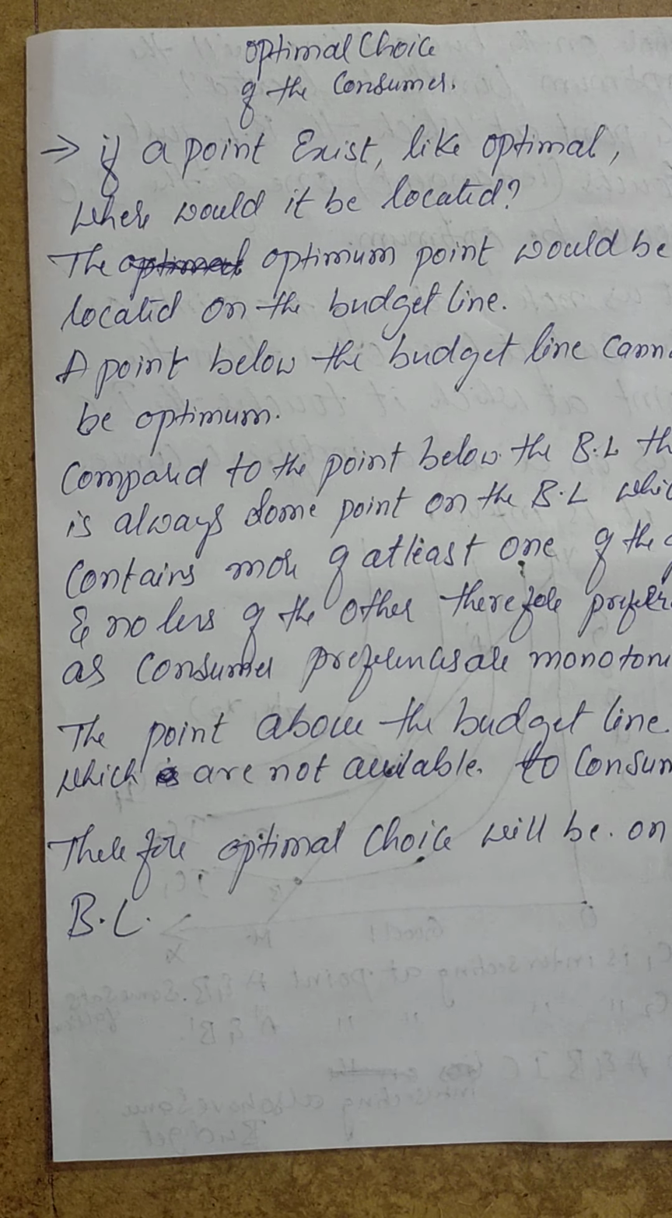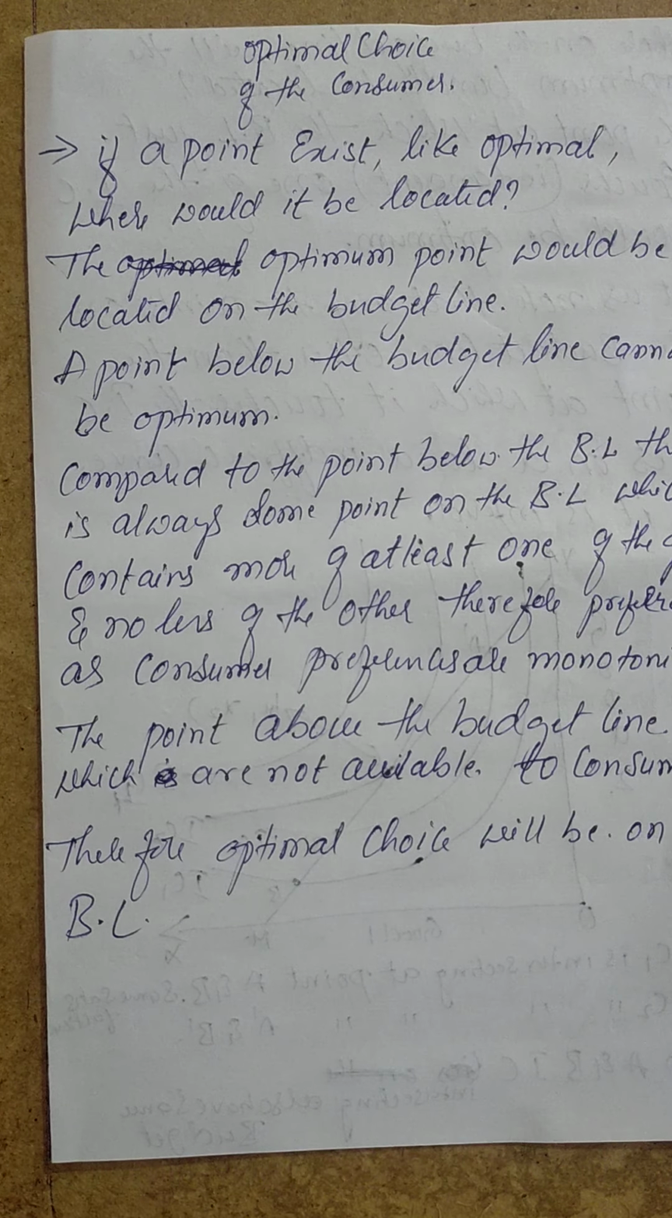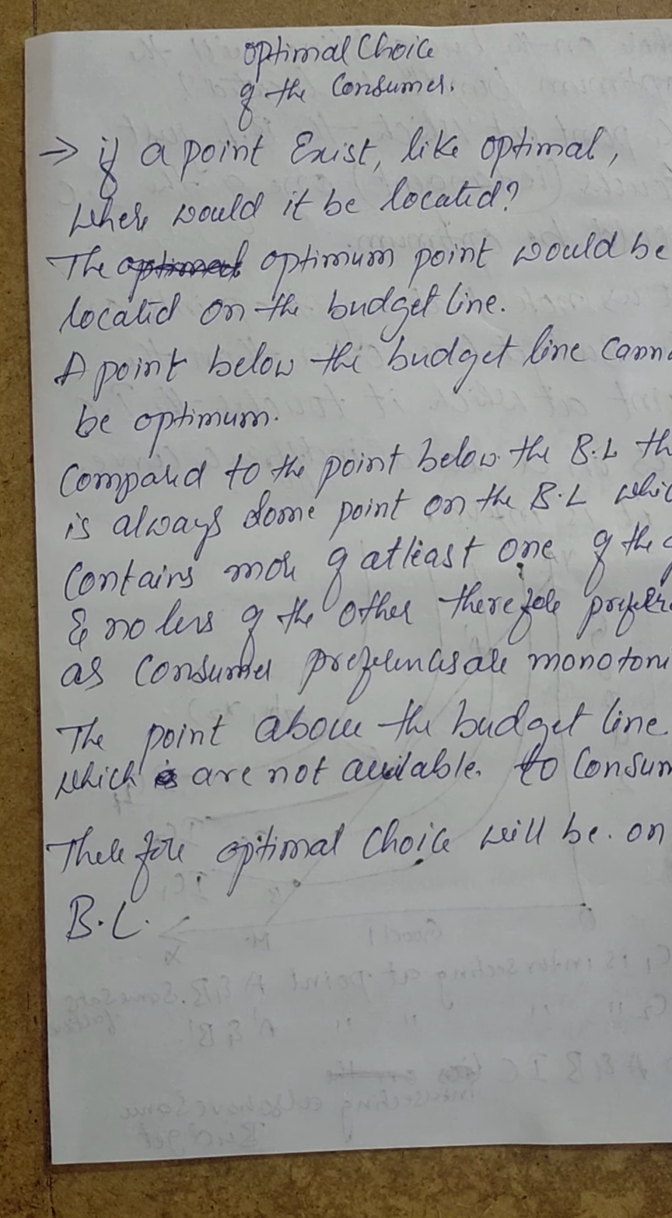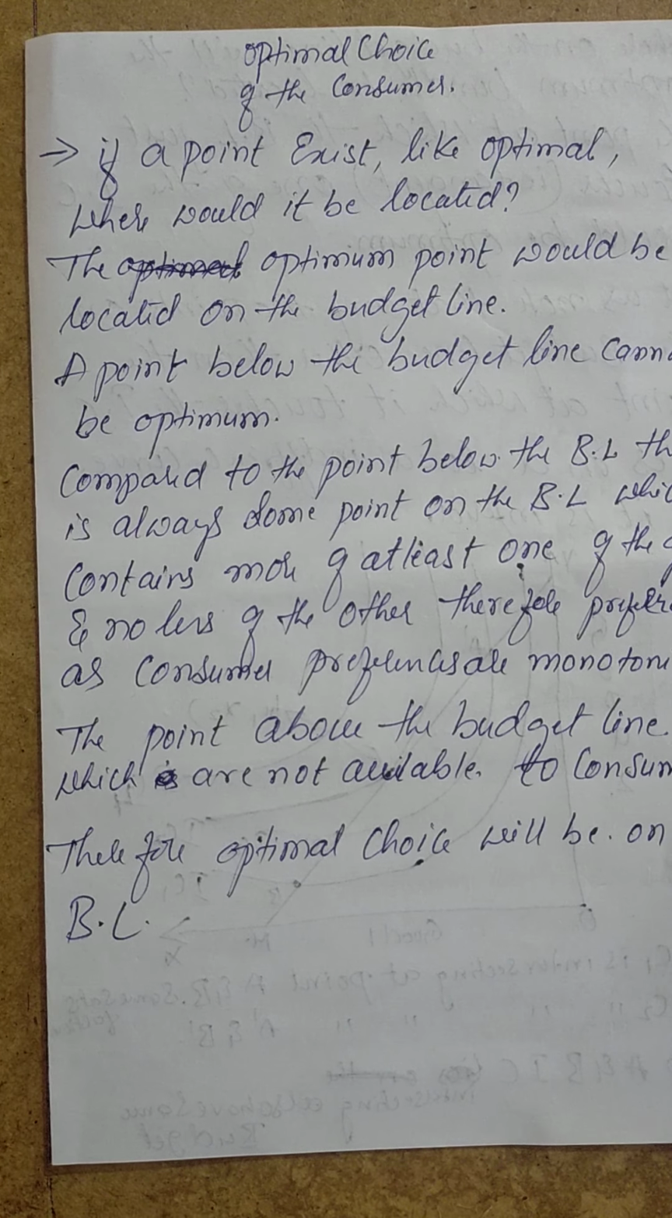A point below the budget line cannot be optimum. That means whatever purchase takes place below the budget line, below the price line, cannot be called an optimum choice. Optimum means maximum satisfaction for the amount he is spending, which the consumer gets. That we call optimum. So if it is below, we cannot consider it optimum. Only if it is on the budget line do we call it optimum.